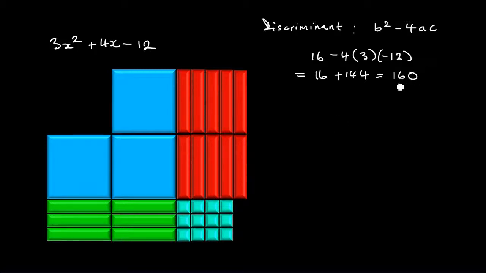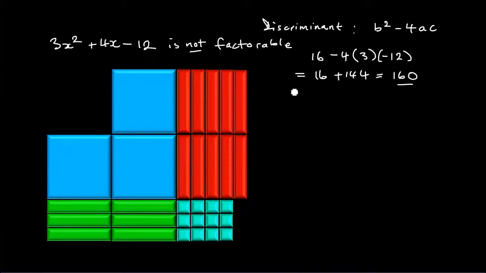And 160 is not a square number. Therefore, 3x squared plus 4x minus 12 is not factorable. Okay, so that's how we can use the discriminant.